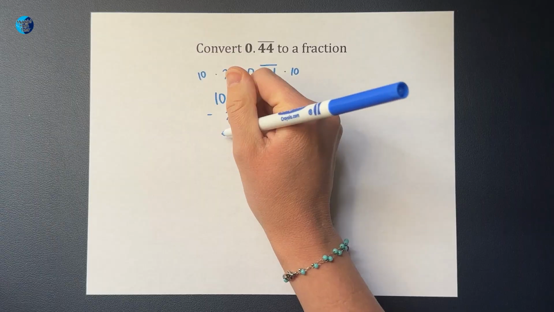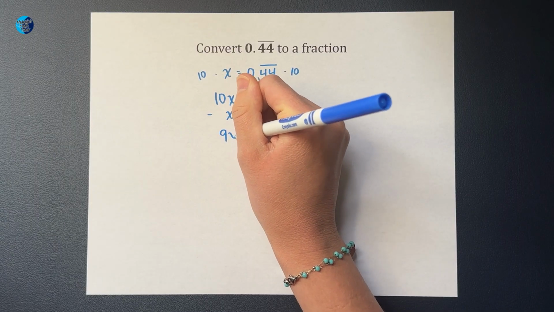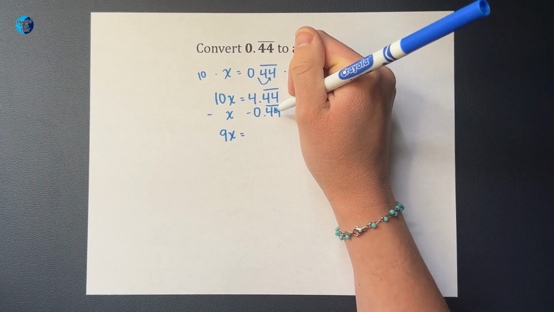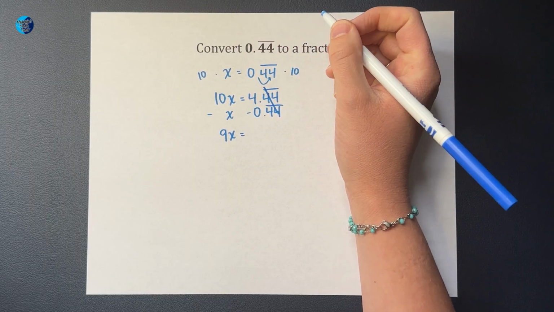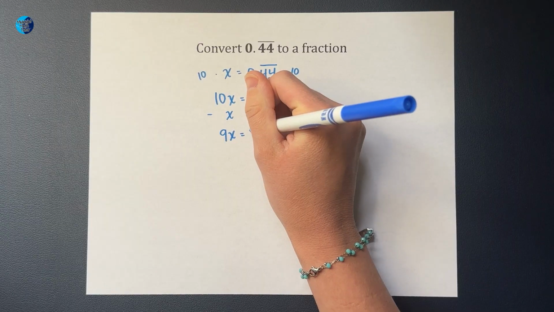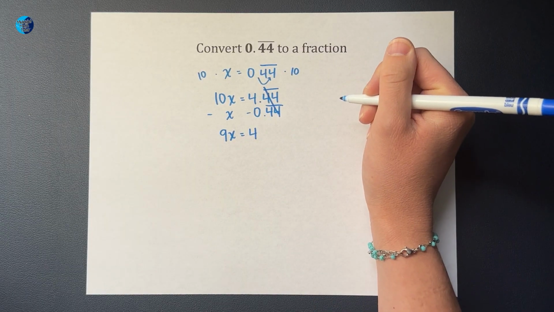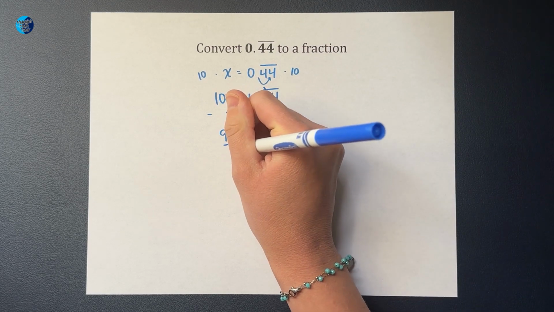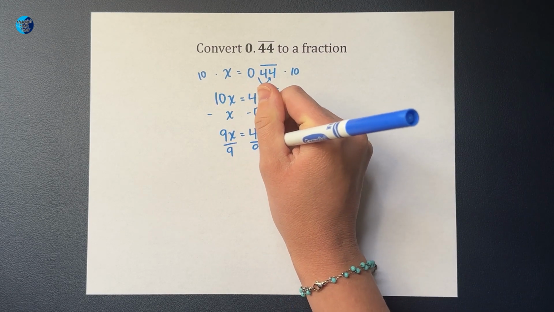10x minus x gives me 9x. And 4.44 repeating, take away 0.44 repeating, my repeating part goes away and I'm just left with 4. And this is looking significantly less complicated now. I just need to get x alone. I'm going to divide by 9 on both sides.